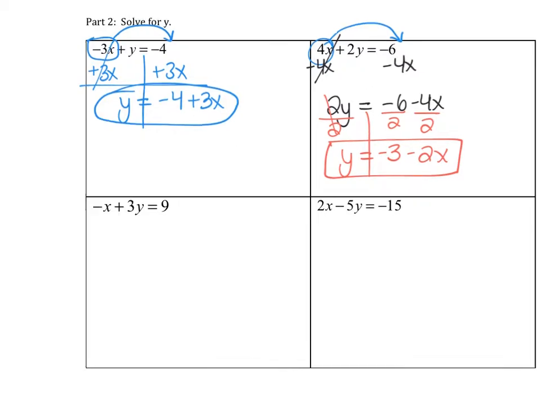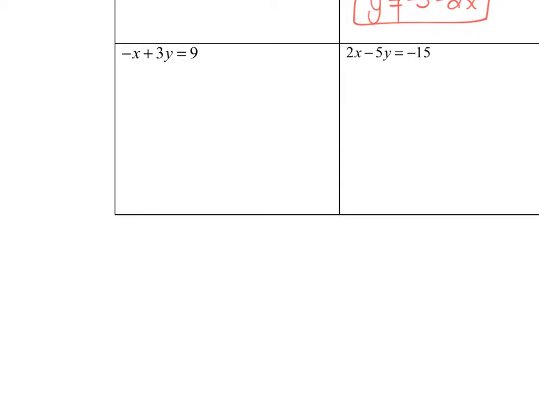Number 3 is also another two-step. The third problem on here is also another two-step. So we have to first move the -x onto the other side to get y by itself by doing the opposite. So I'm going to add x here, and then I'm going to add x onto the other side. When I do that, I'm left with 3y equals 9 plus x.